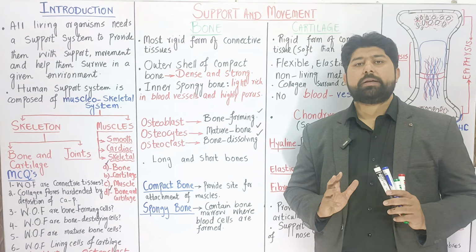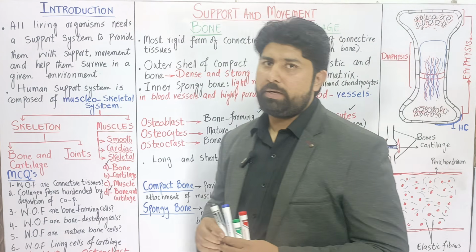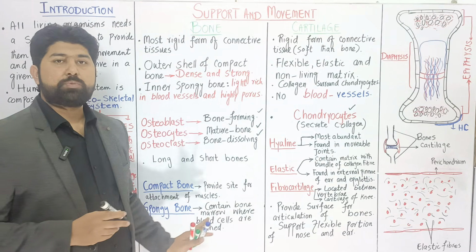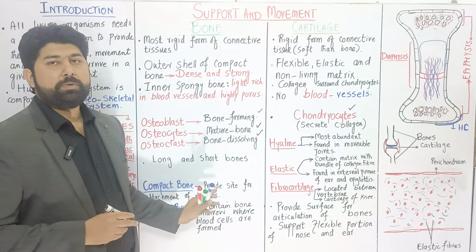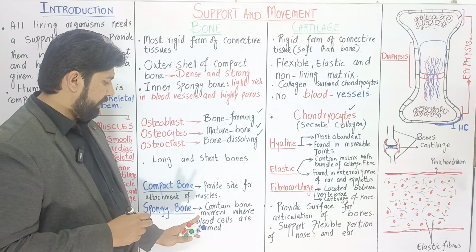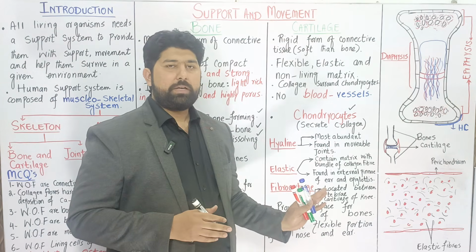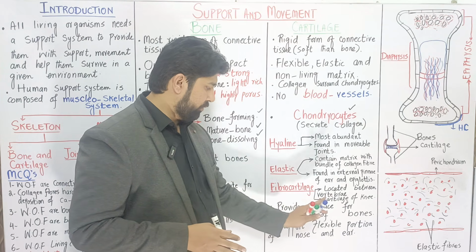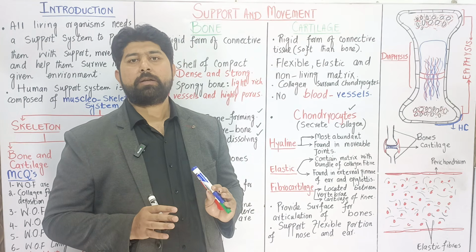Okay. Next, what are the functions of bone and cartilage? The function of bone: it contains the compact bone and the spongy bone. The compact bone provides the site of attachment of muscles, while the spongy bone contains the bone marrow where the blood cells are found. But the function of cartilage is to provide a surface for the articulation of bones, and it provides the flexible portion of the nose and ear.